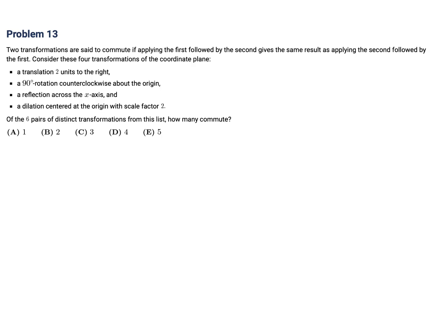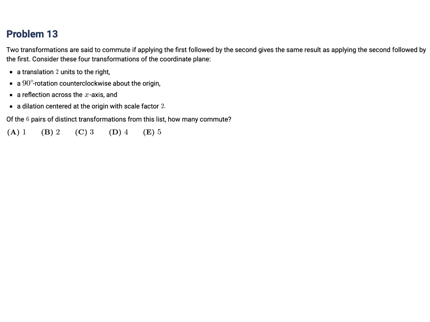Two transformations are said to commute if applying the first followed by the second gives the same result as applying the second followed by the first. Consider these four transformations of the coordinate plane: translation 2 units to the right, 90-degree rotation counterclockwise about the origin, a reflection across the x-axis, a dilation centered at the origin with scale factor 2. Of the 6 pairs of distinct transformations from this list, how many commute?